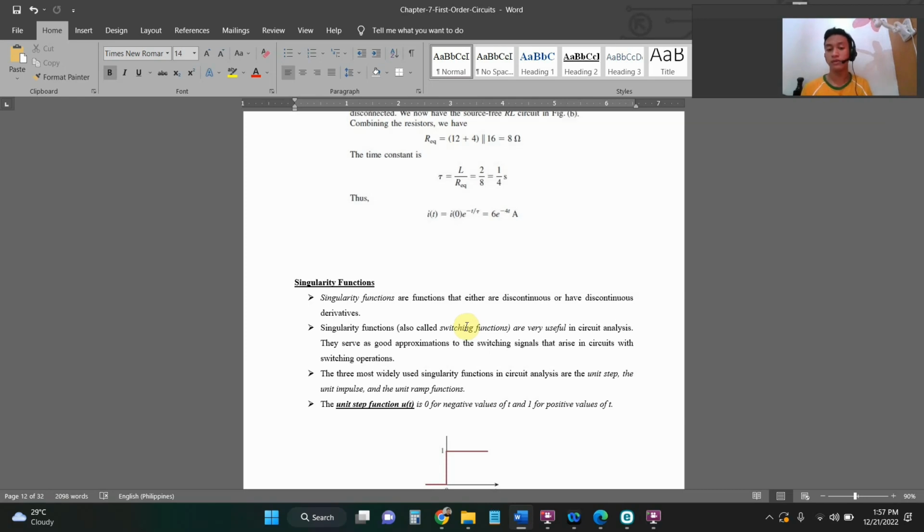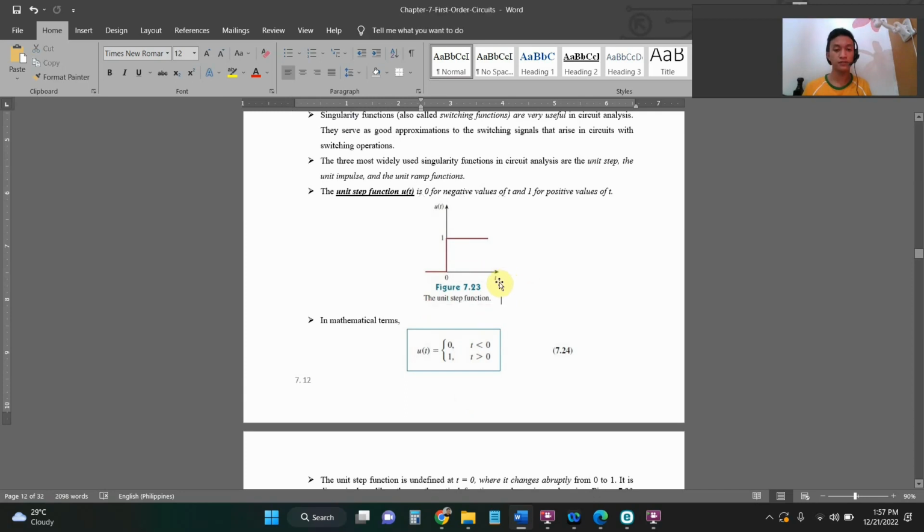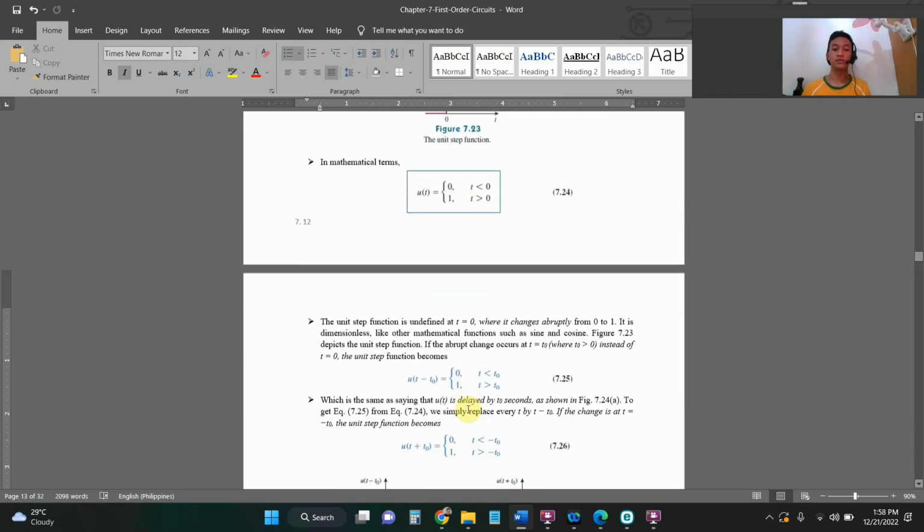The unit step function u(t) is 0 for negative values of t and 1 for positive values of t. This figure is what we call the unit step function. In accordance with the mathematical terms, u(t) is 0 when time is less than 0, and the value of u is 1 if the time is greater than 0.